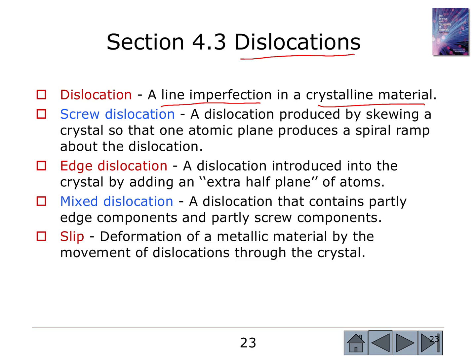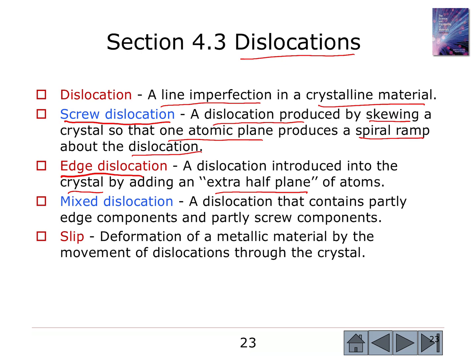There are two types. One is called screw dislocation, a dislocation produced by skewing a crystal so that one atomic plane produces a spiral ramp about the dislocation. The second type is called edge dislocation, a dislocation introduced into the crystal by adding an extra half plane of atoms. The third type is called mixed dislocation. It's actually the combination of the screw and edge dislocation.